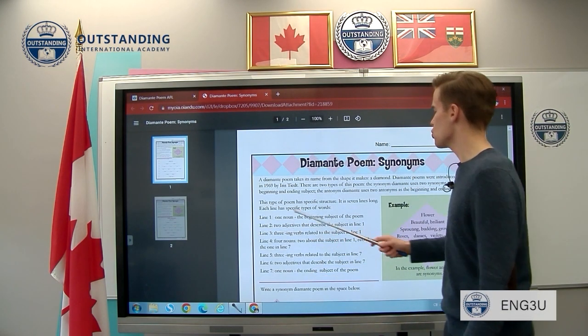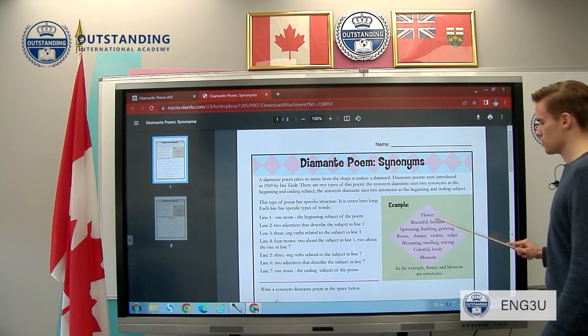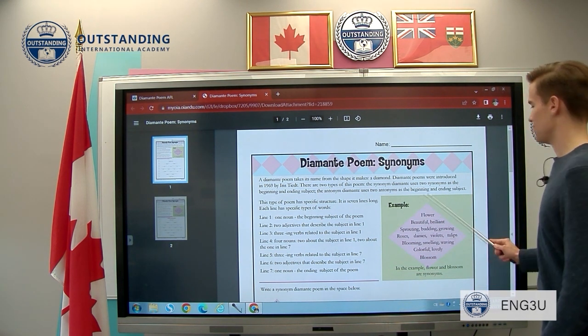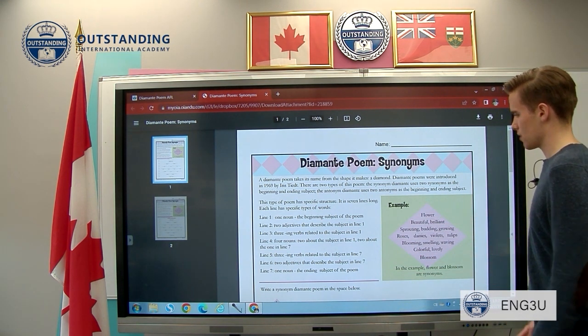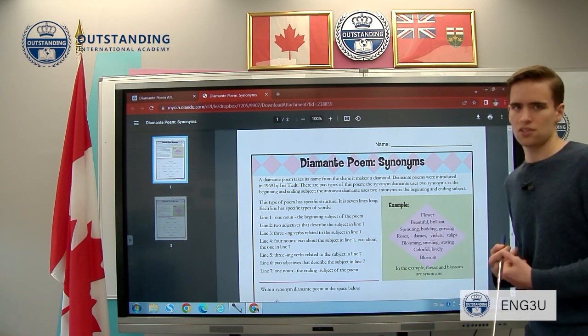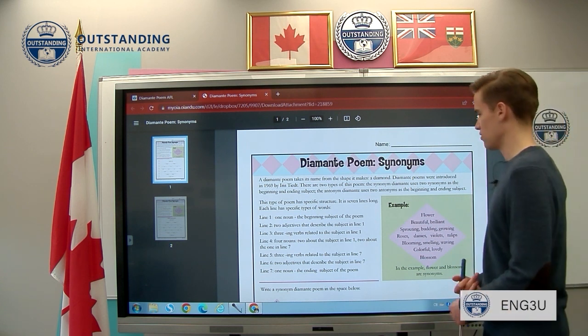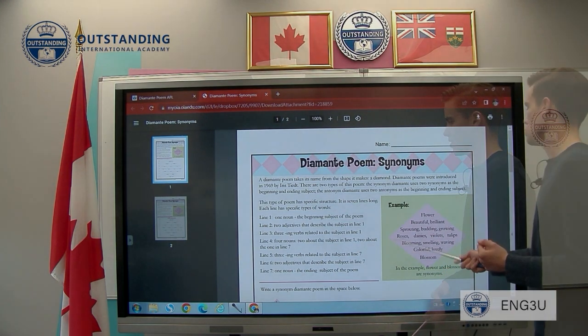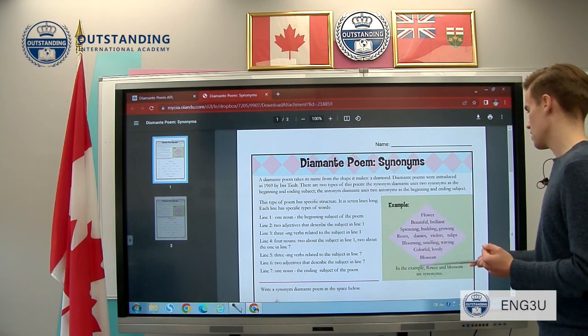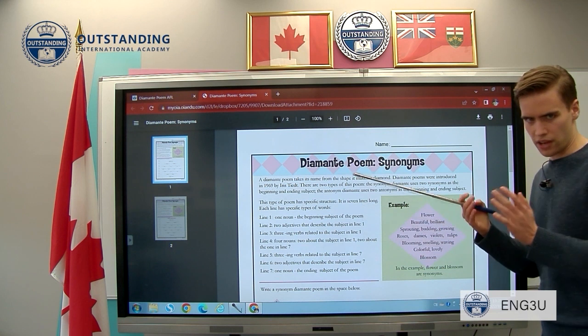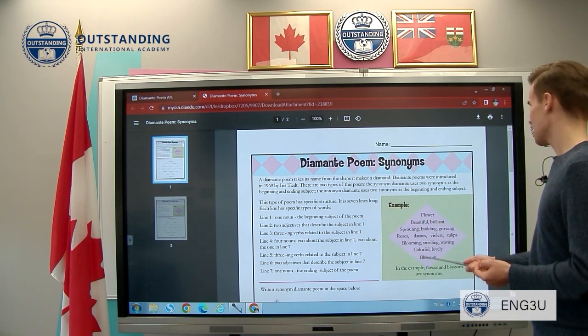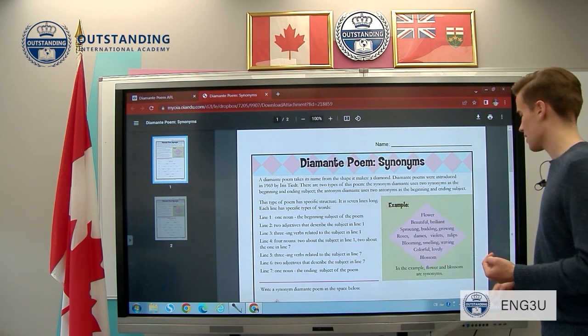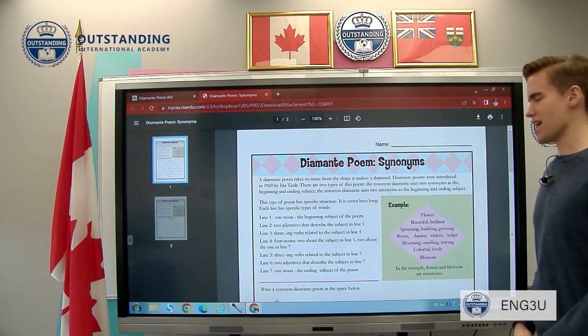Line 2, there's 2 adjectives that describe the subject in line 1. So a flower is beautiful and brilliant. So there you can practice your adjectives and picking good and powerful adjectives. Blooming, smelling, waving. 2 more adjectives, so it's a reverse of line 2. Colorful, lovely. And then finally, blossom, your ending subject.